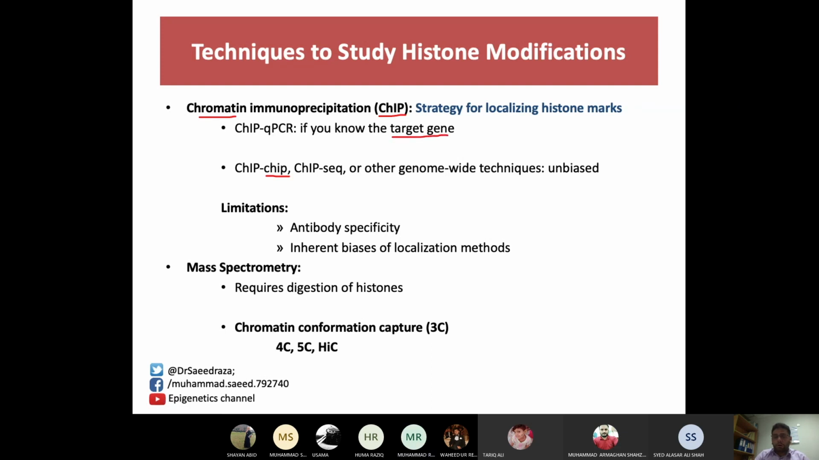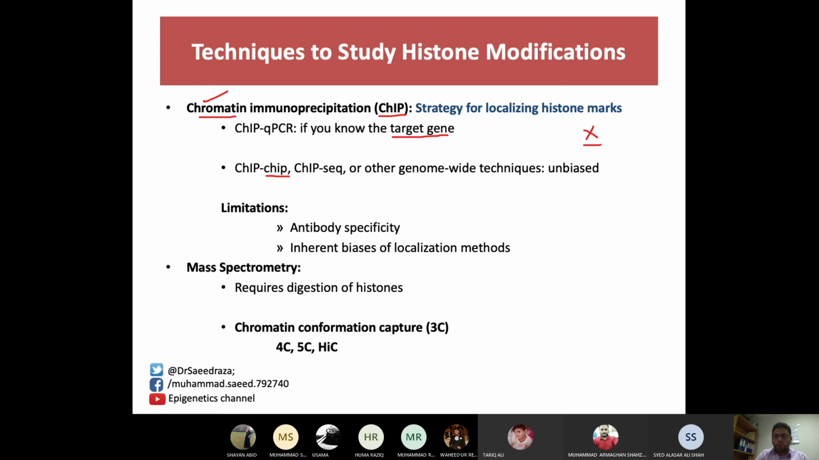Let me give you a scenario. You are interested to know whether your gene X, which could be any gene, is present in this particular chromatin fraction or not. For that you could go for this PCR.